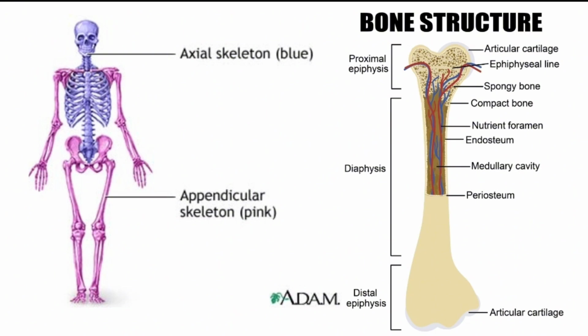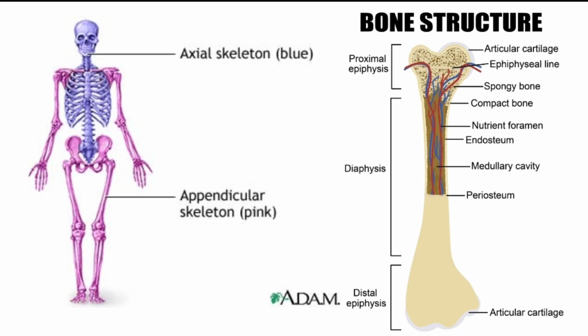An adult has 206 bones, and they can be classified in several ways. One of them is the axial skeleton and the appendicular skeleton. The axial skeleton includes the bones of the skull, spine, ribs, and the sternum, while the appendicular skeleton includes the bones of the limbs and their girdles.